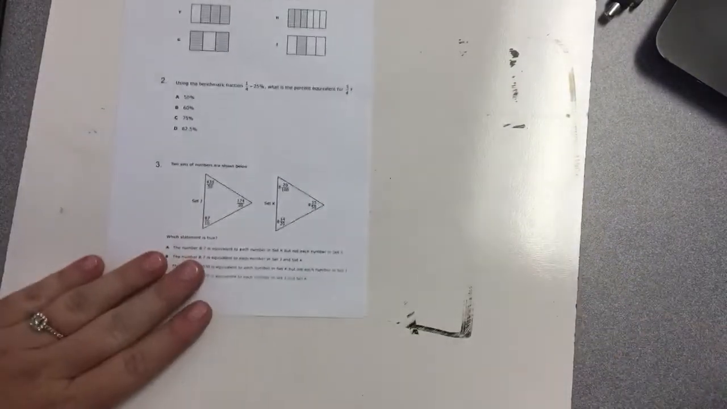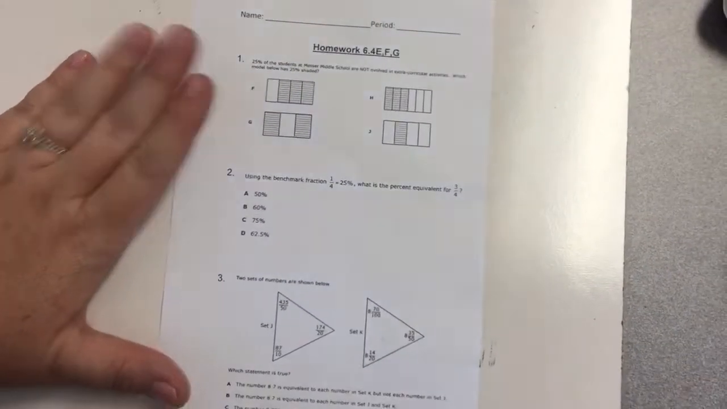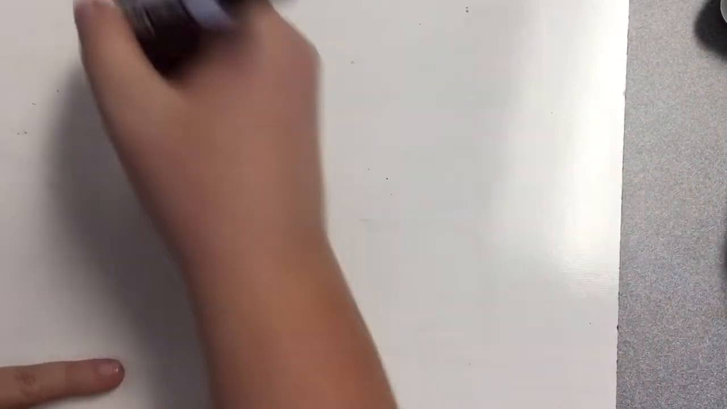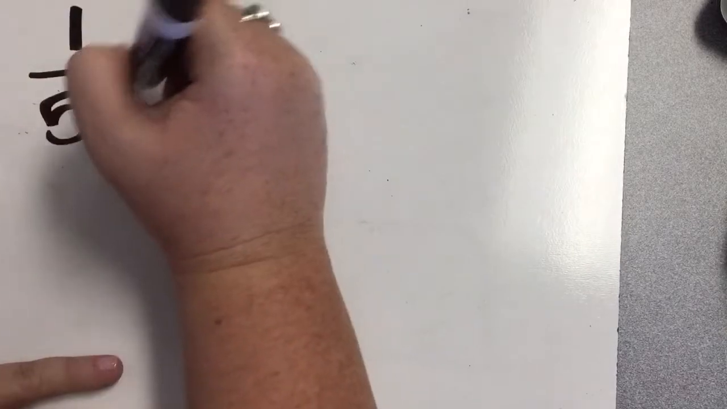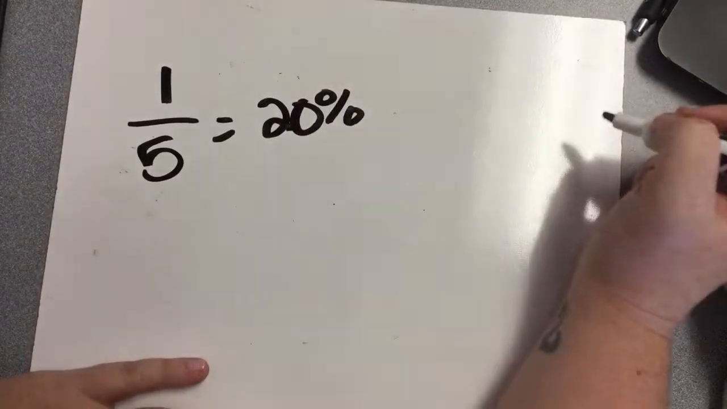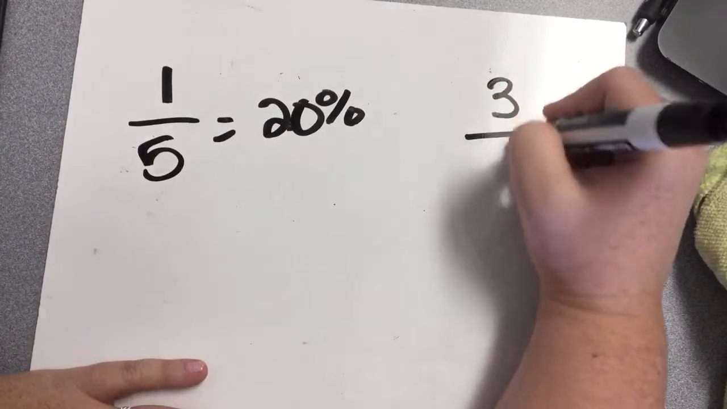Number 2 says, using the benchmark fraction, 1/4 equals 25%. What percent is equivalent to 3/4? There was an example of this on the task cards last week where it gave you 12.5%. So I'm going to do something similar and stick with my 20%. So if 1/5 equals 20%, then what is equivalent to, let's do 3/5.